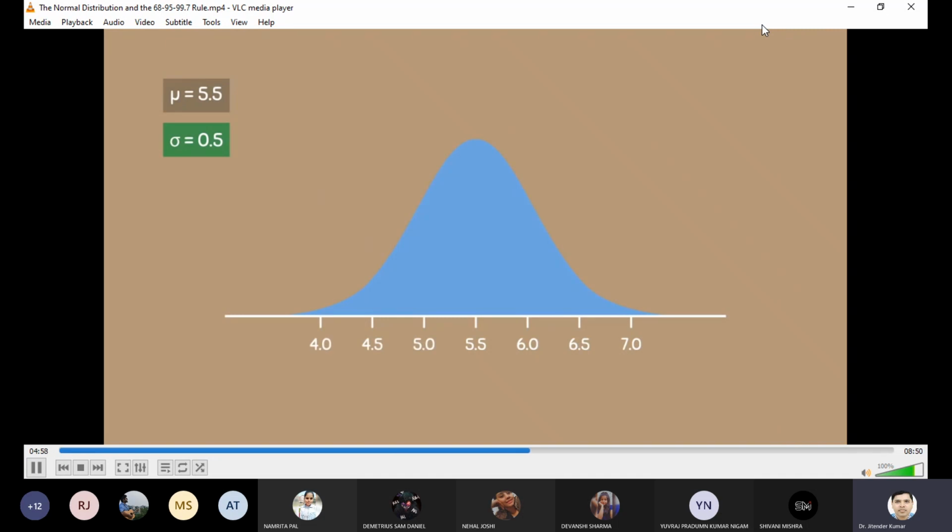So what the 68, 95, 99.7 rule says is that within one standard deviation away from the mean, it contains a total area of 0.68 or 68%. Because of this, we can say that 68% of the population are between 5 and 6 feet tall. And if you go two standard deviations away from the mean, it contains an area of 95%. This means that 95% of the people in the population have a height between 4.5 and 6.5 feet. And finally, within 3 standard deviations away from the mean, it contains a total area of 99.7%. This means that, for the population we are studying, 99.7% of the people are between 4 and 7 feet tall.